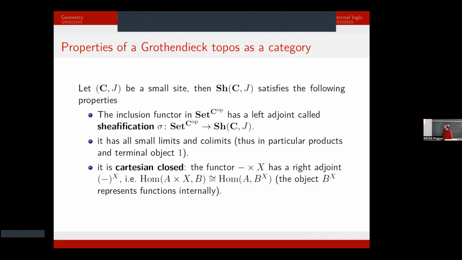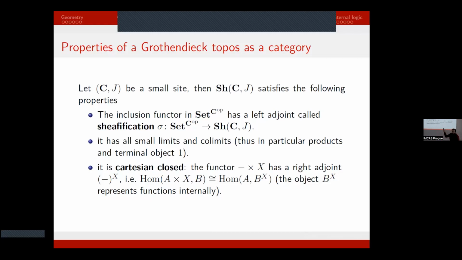Now there are other properties. It has all small limits and colimits. In particular, then it has products and the empty product, which is the terminal object. And then it is Cartesian closed, which is what I was mentioning before when I said exponential object. So what it means is that the functor product by an element has a right adjoint essentially.